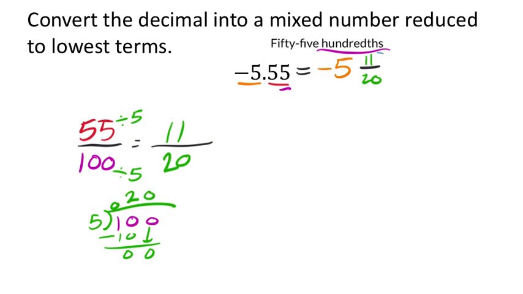And that would be considered fully reduced. 11 is prime, and 20 is not a multiple of 11, so that's as simplified as we can make that. So truthfully, this is just more of the same stuff as the last two examples we did, but now there is a number out here in the front, just like we showed in the original example.